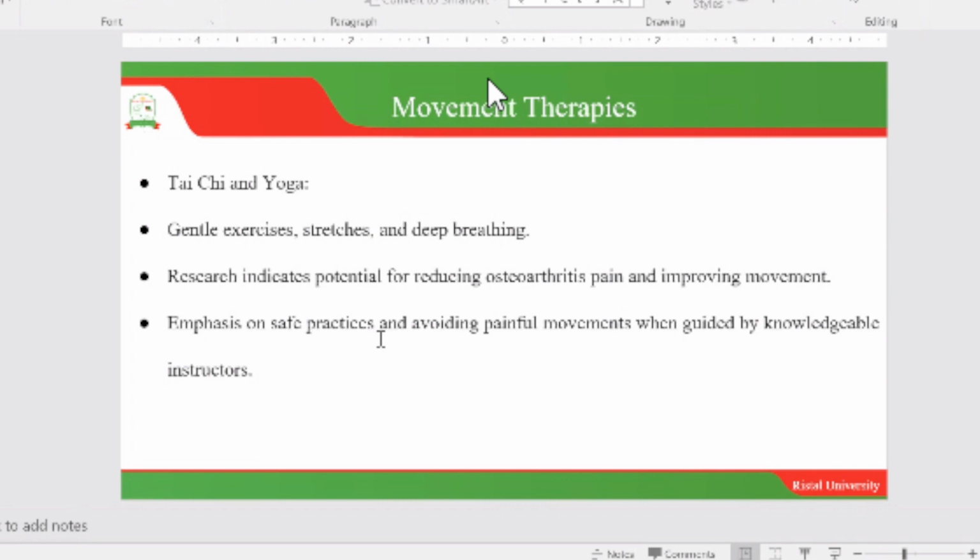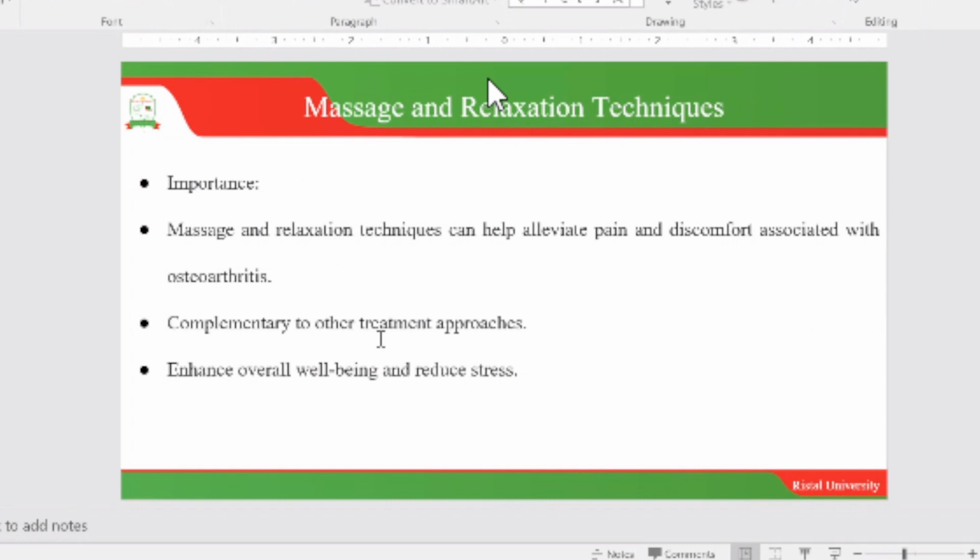So for the gentle exercises, we have the stretches and also the deep breathing. And here research indicates potential for reducing osteoarthritis symptoms and improving movement if these things are done. The emphasis is on practices that avoid painful movements and are guided by knowledgeable instructors. Do not go into every gym because someone told you they know a bit about physical activity or they've been through a physical education class that they know these different forms of relaxation techniques.